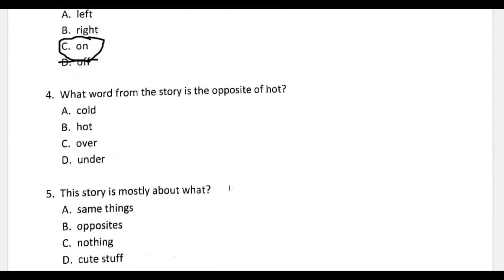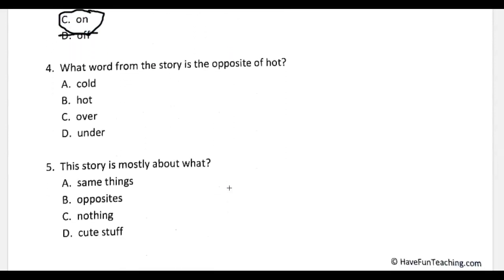Number 4. What word from the story is the opposite of hot? So we're going to cross hot off our choices. And what we have left is A, cold, C, over, or D, under. The opposite of hot. So if it's hot outside in the summer, what is it in the winter? Is it cold, over, or under? The opposite of hot is A, cold.